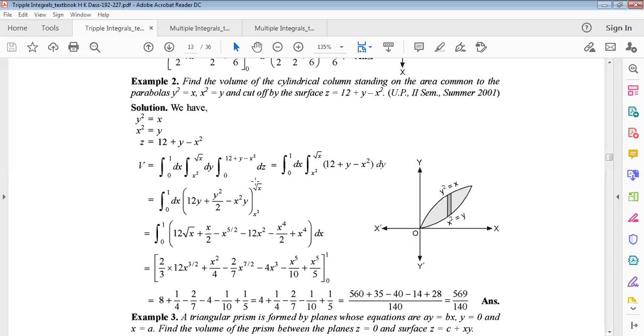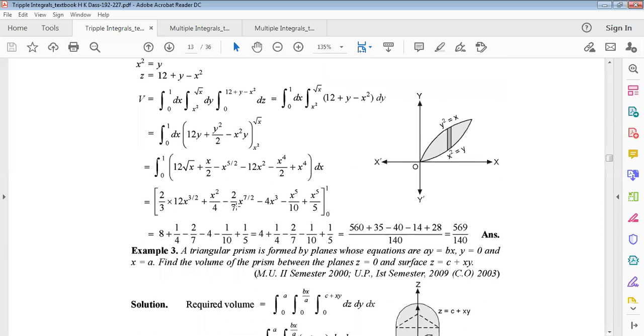Now taking the limits of y within the third bracket, you can put first bracket also. This is the upper limit and lower limit. Just putting the upper limit, we get this, right? Now putting the lower limit, in place of y. Now putting the upper limit square root over x, we get this, and putting the lower limit, we get this. Now just simplifying, and then integrating with respect to x.